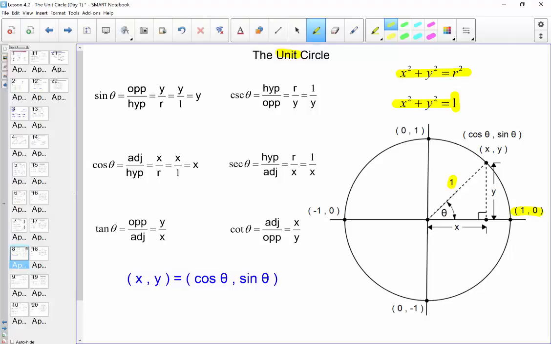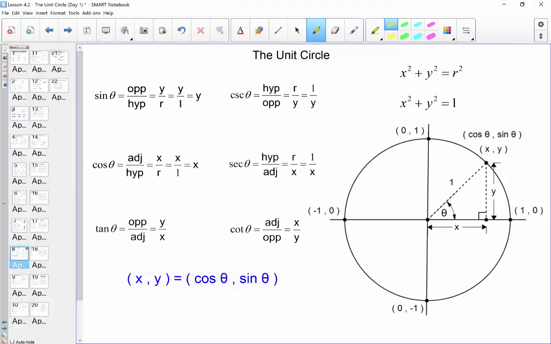So because the radius is 1, we know that an angle that intercepts the unit circle at 0 degrees has a coordinate of 1, 0. And an angle of 90 degrees intersects the unit circle at coordinates 0, 1. Similarly, at 180 degrees, we have coordinates of negative 1, 0, and at 270 degrees, at the bottom of the y-axis, 270 degrees intersects the unit circle at coordinate 0, negative 1.